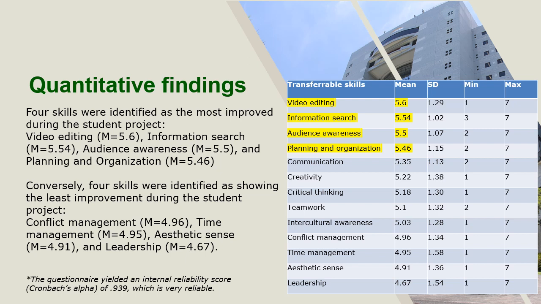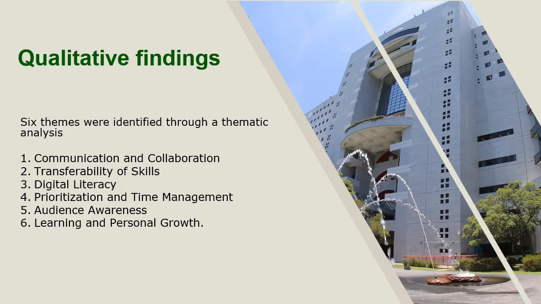Moving on, let's have a look at the qualitative results. Through thematic analysis, 6 themes were identified from the qualitative data: communication and collaboration, transferability of skills, digital literacy, prioritization and time management, audience awareness, and learning and personal growth. Now, let's have a look at the overlapping and different themes between the quantitative part and the qualitative part.